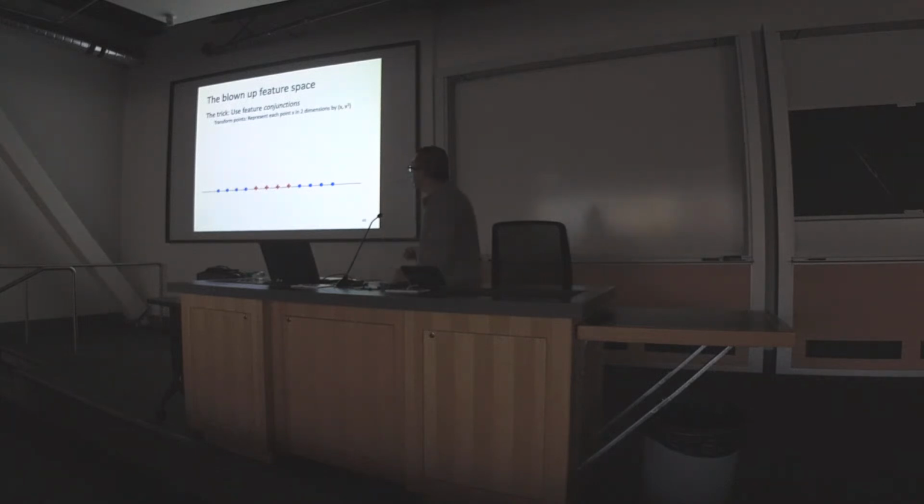And what will happen if we do this feature augmentation? If we look at the distribution of these positive and negative examples in the new feature space, you'll find that now positive and negative examples are linearly separable. So that's the power. Actually, this is a key strategy.